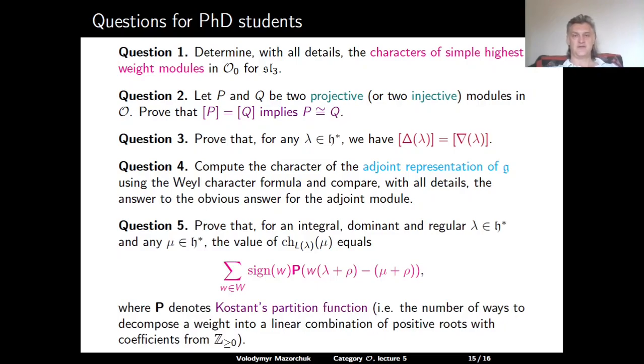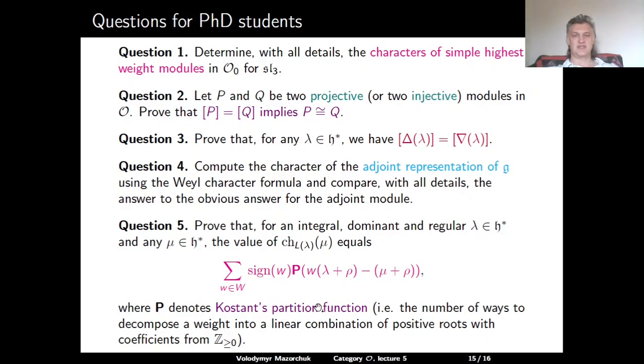And the final question 5, prove that for an integral dominant and regular weight lambda and any weight mu, the weight of the character of L lambda at the point mu is given by the following formula. So it's the sum over all elements in the Weyl group, the sign of this element, times the value of Kostant's partition function at the element w applied to lambda plus rho minus mu plus rho.